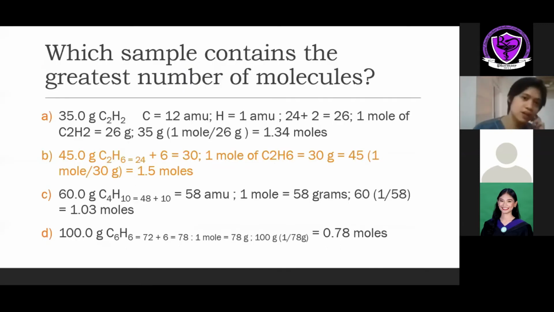Ayan, letter B is the answer. 1.5 moles. So, nakuha niyo yung process na yun, ha? You convert into moles. And you compare sino yung may pinakamaraming moles. Therefore, siya yung may pinakamaraming number of molecules.